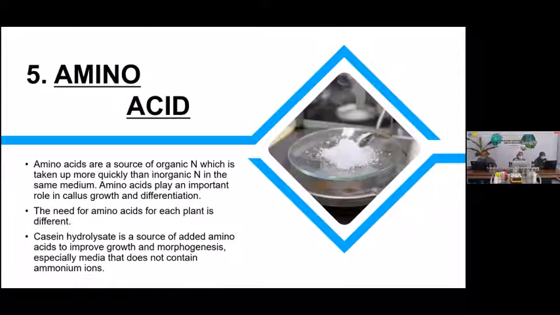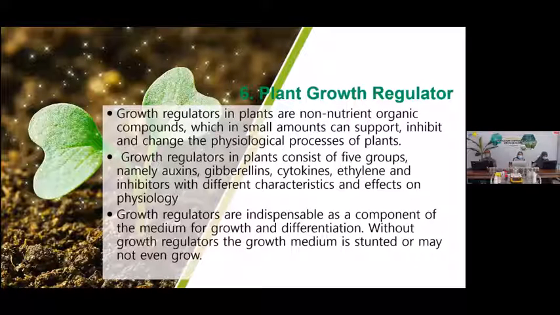Okay, and the fifth is amino acid. Amino acids are a source of organic nitrogen, which is taken up more quickly than inorganic nitrogen in the same media. Amino acids play an important role in callus growth and differentiation. And the sixth is plant growth regulator. Growth regulators in plants are non-nutrient organic compounds which in small amounts can support, inhibit, and change the physiological processes of plants.